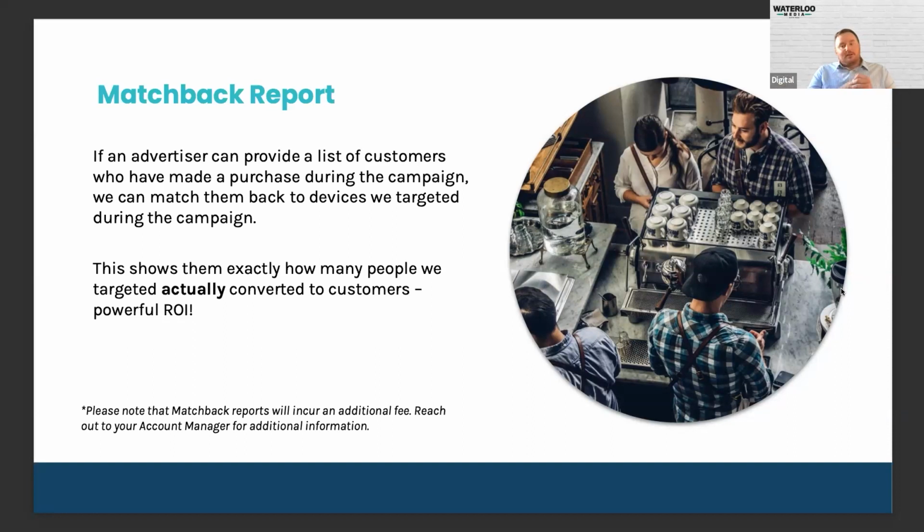There is an additional fee for this. Obviously, the way we get around personal information and privacy laws, we don't need to see the name of the customer, the email address, or the phone number even. We just need to know the physical address, and we can match up to if we targeted that address with display ads and they came in and purchased whatever product or service. So very good match back attribution option.